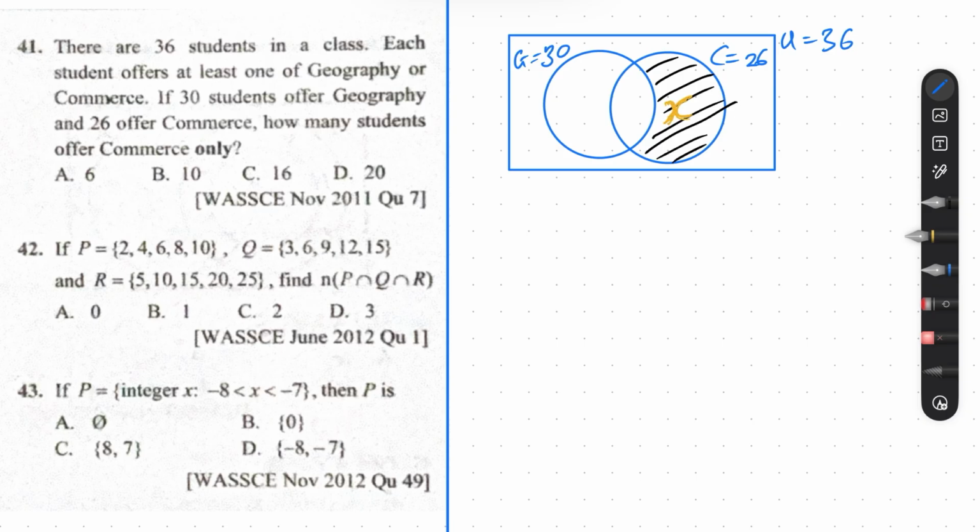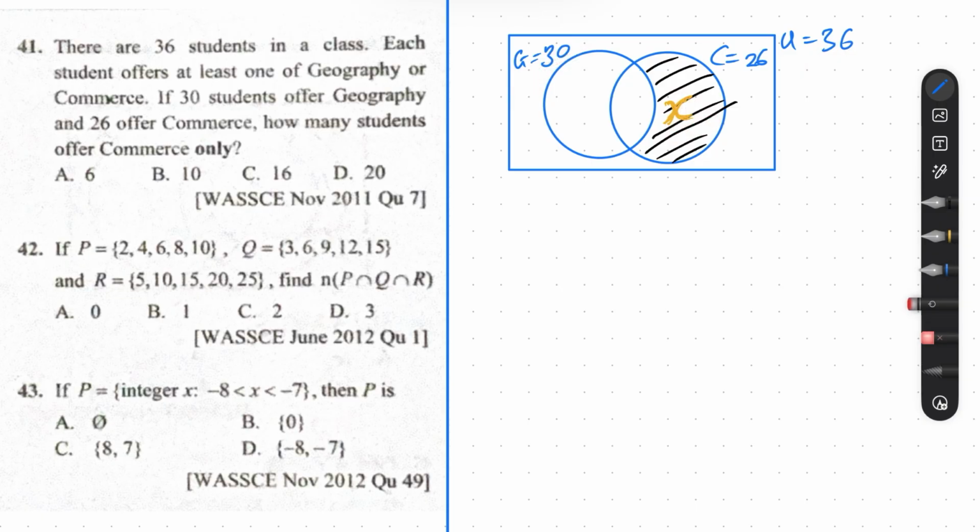Now if we take this whole circle, the geography circle, and then we add X to it, we should get what? The universal set. Because this area plus this area plus this area should give us the universal set. But we know that this whole area is geography. So we've already taken this side and this side together. That will be geography. So what is remaining is this side, which is the X. So if you add 30 and X, we should get 36.